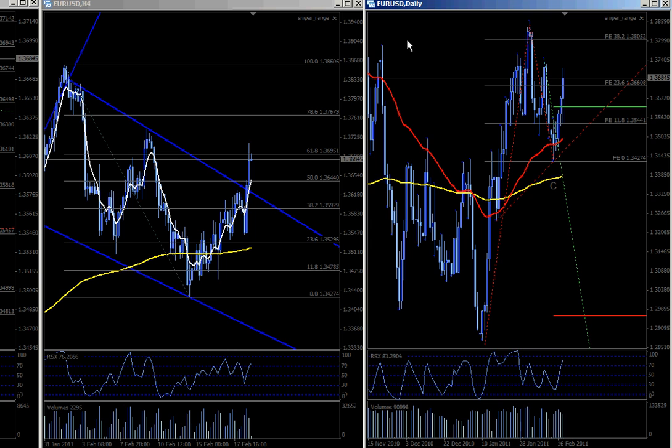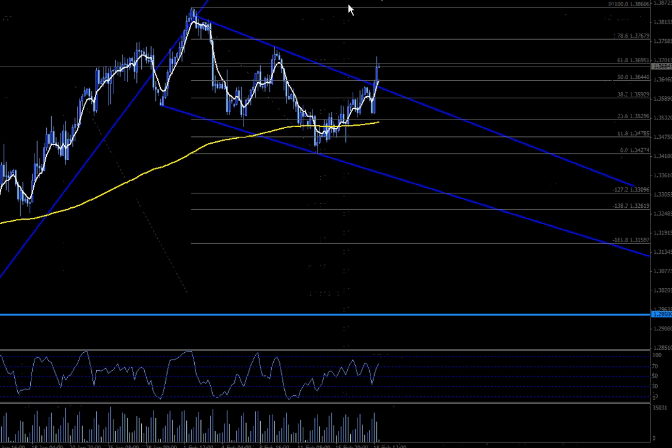So let's look at the 4-hour chart then. And here's the 4-hour chart. We had a bull flag. Price broke above and closed above the upper trend line on the bull flag. We fibbed from this high to this low, and we see that price did close a bit below the 61.8.